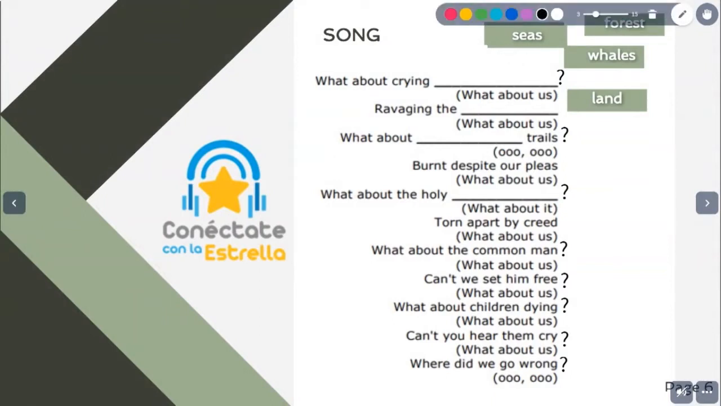What about crying whales? Revision the seas. What about forest trail? What about the holy land? What about torn apart by creed? What about the common man? Can we set him free?